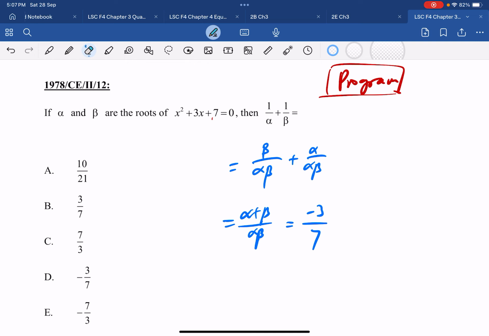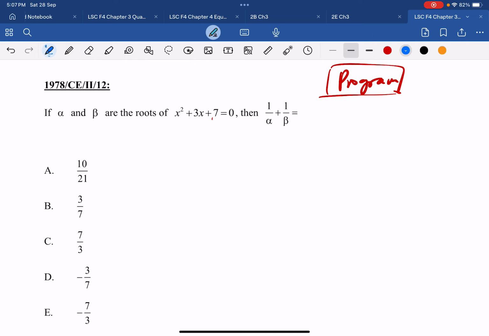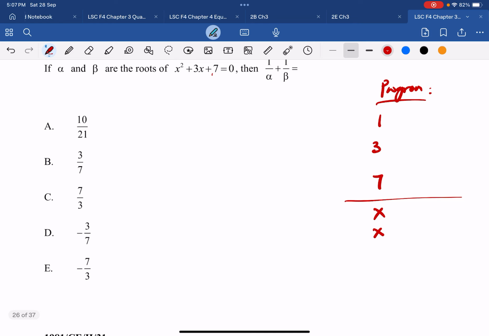But for sure in MC we won't do it like this, because we have our program. So how should we do it? You need to press the program and then input 1, 3 and 7, because it's 1x squared plus 3x plus 7. And again, ignore the first two outputs. Then we take the third and fourth outputs.